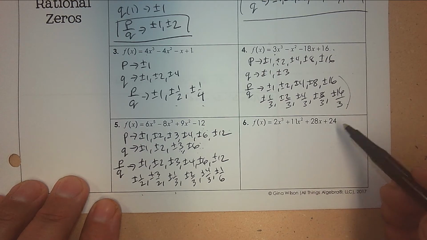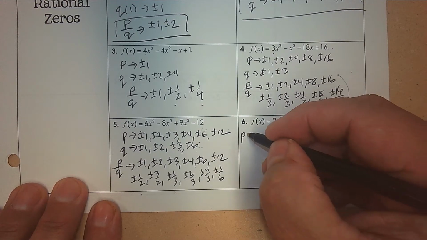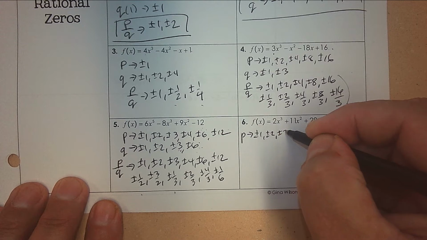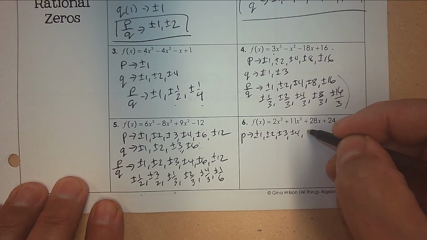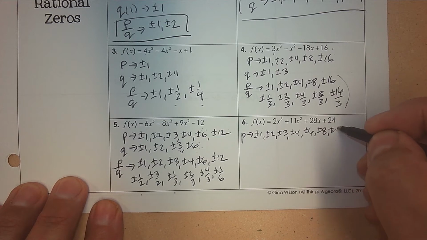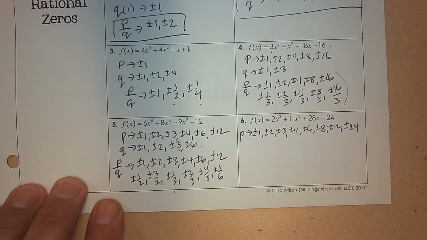All right, one more time. Number 6. All the numbers that go into 24: 1, 2, 3, 4, 6, 8, 12, and 24. Great practice with your times tables.